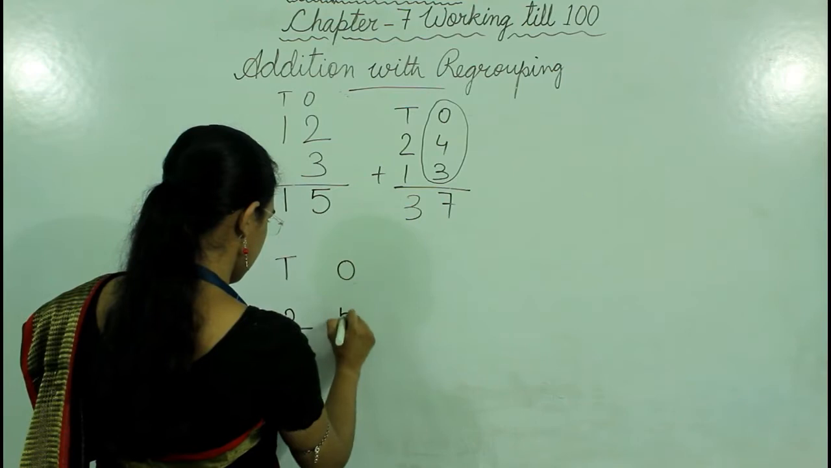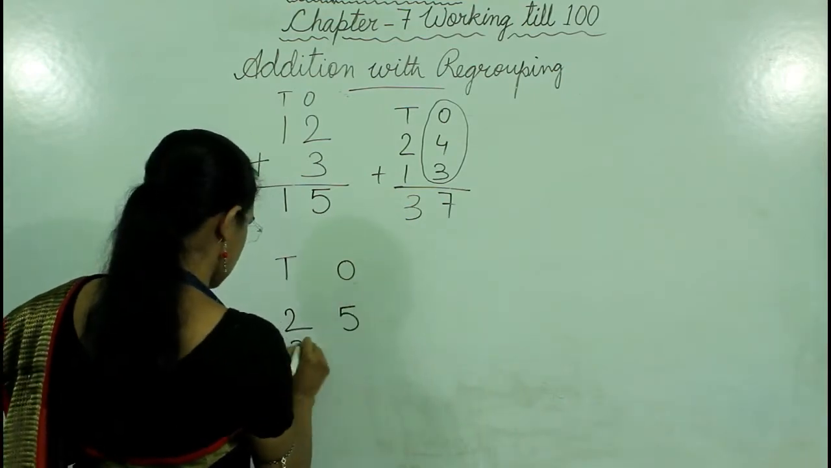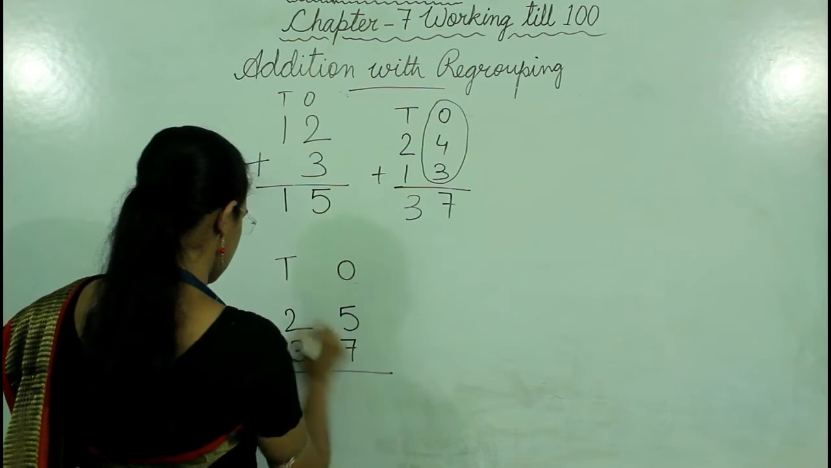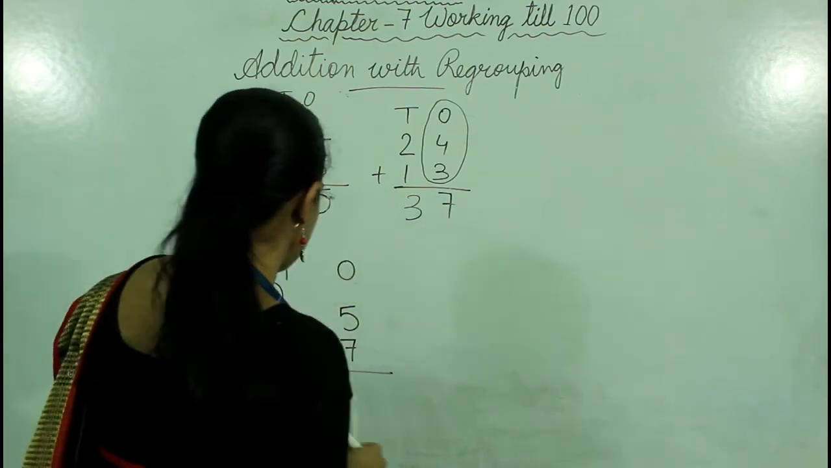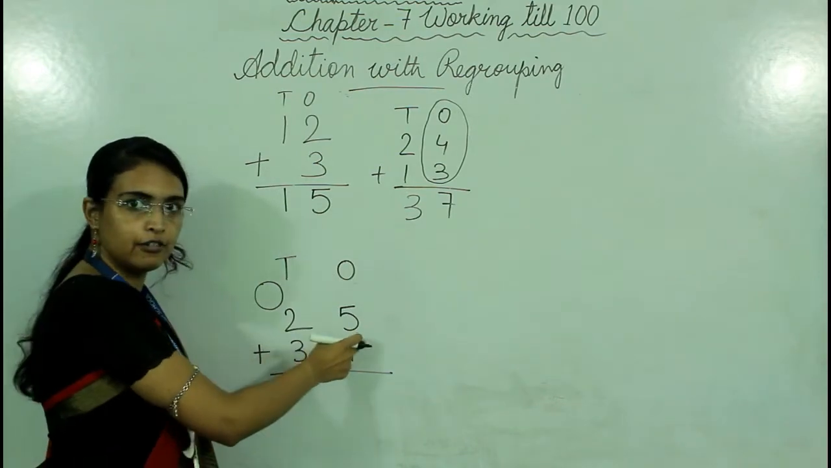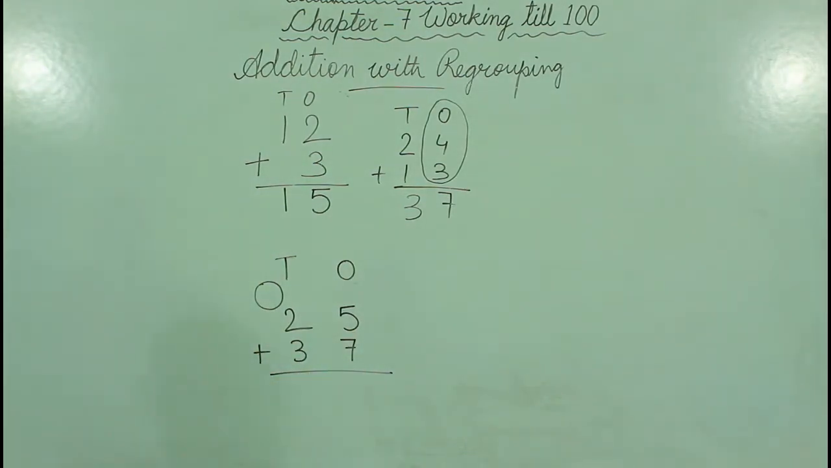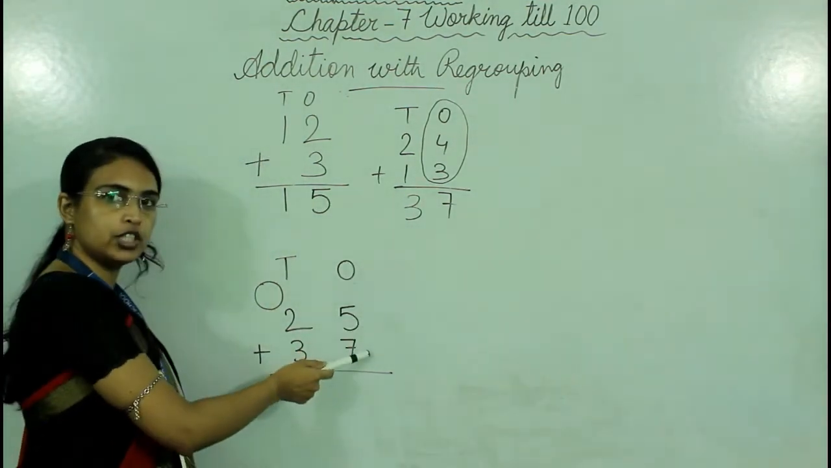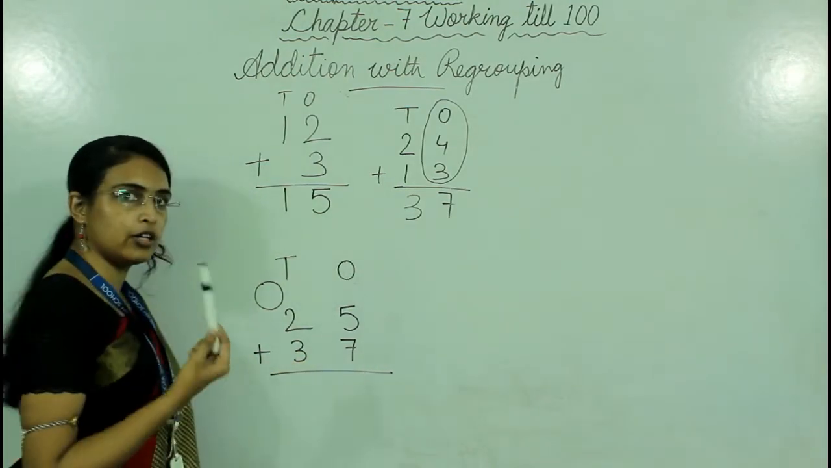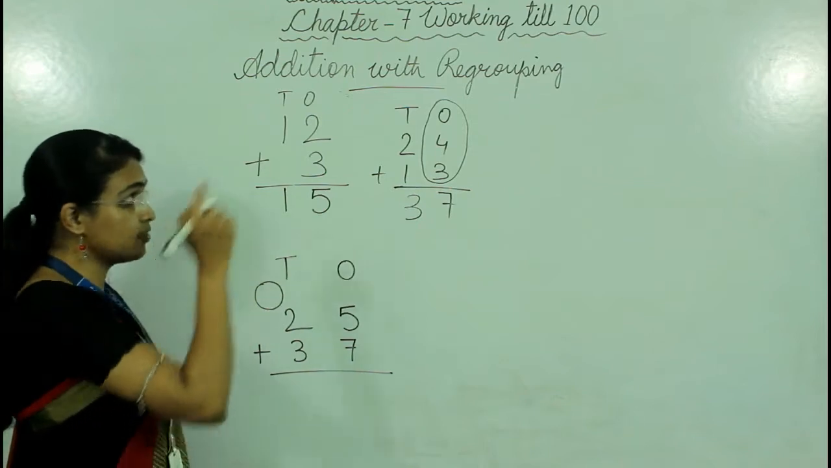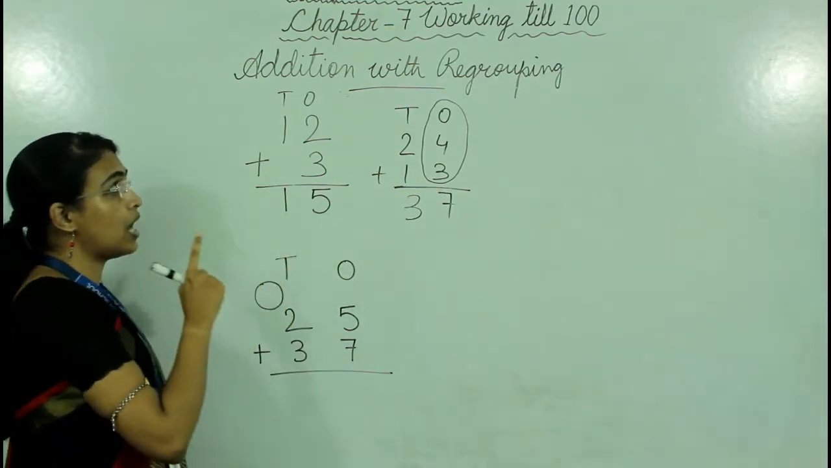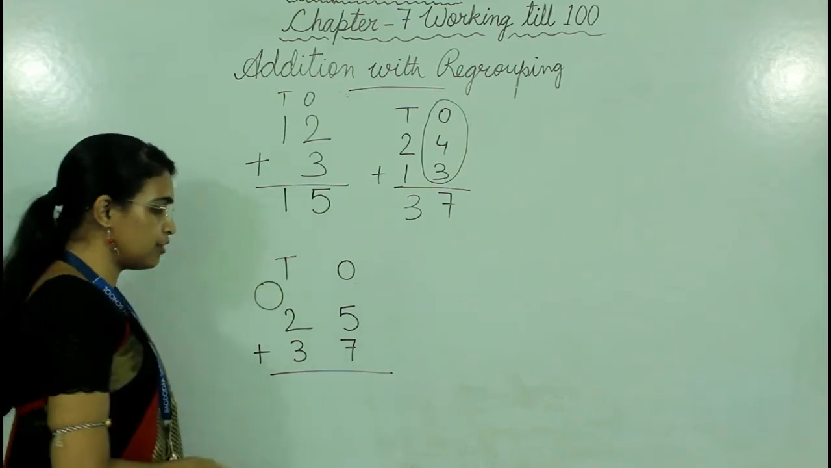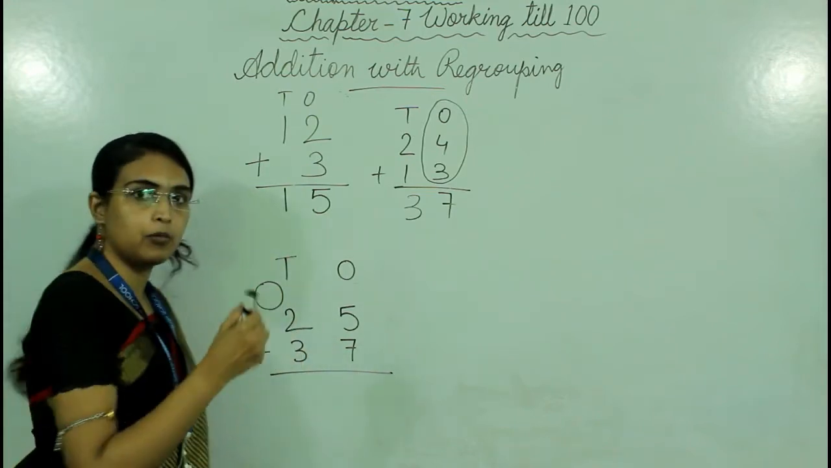25 plus 37. Okay, now here how many digits do we have? We have a 2-digit number here and a 2-digit number here, right? So first what we have to do, when you are doing addition with regrouping, first you have to make a block.